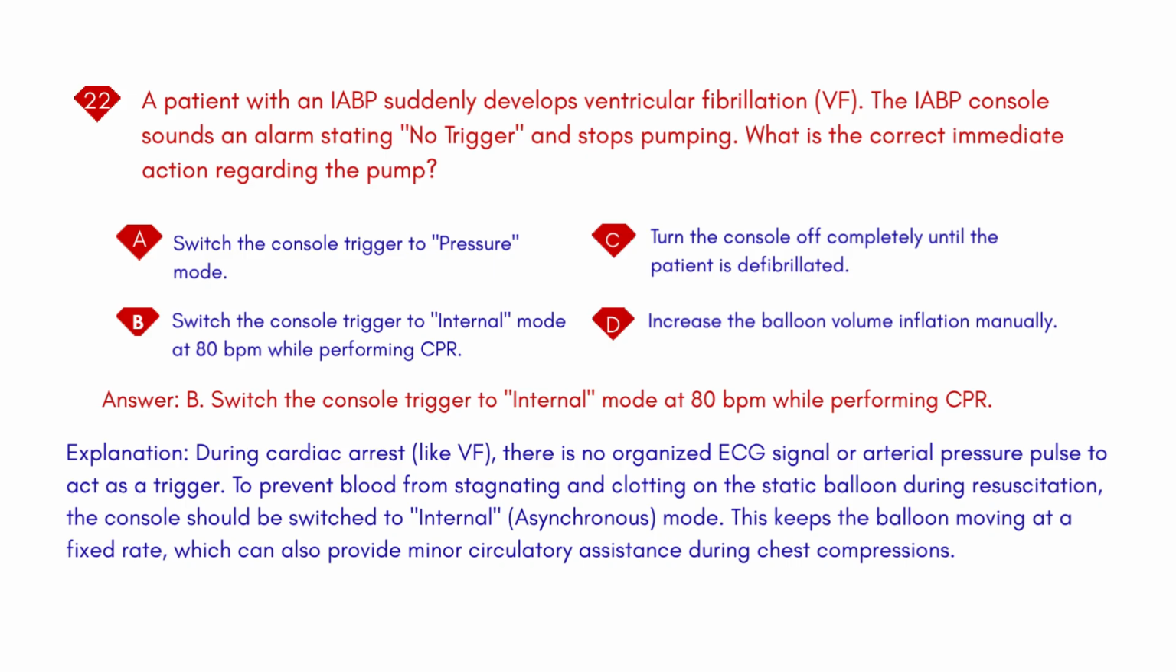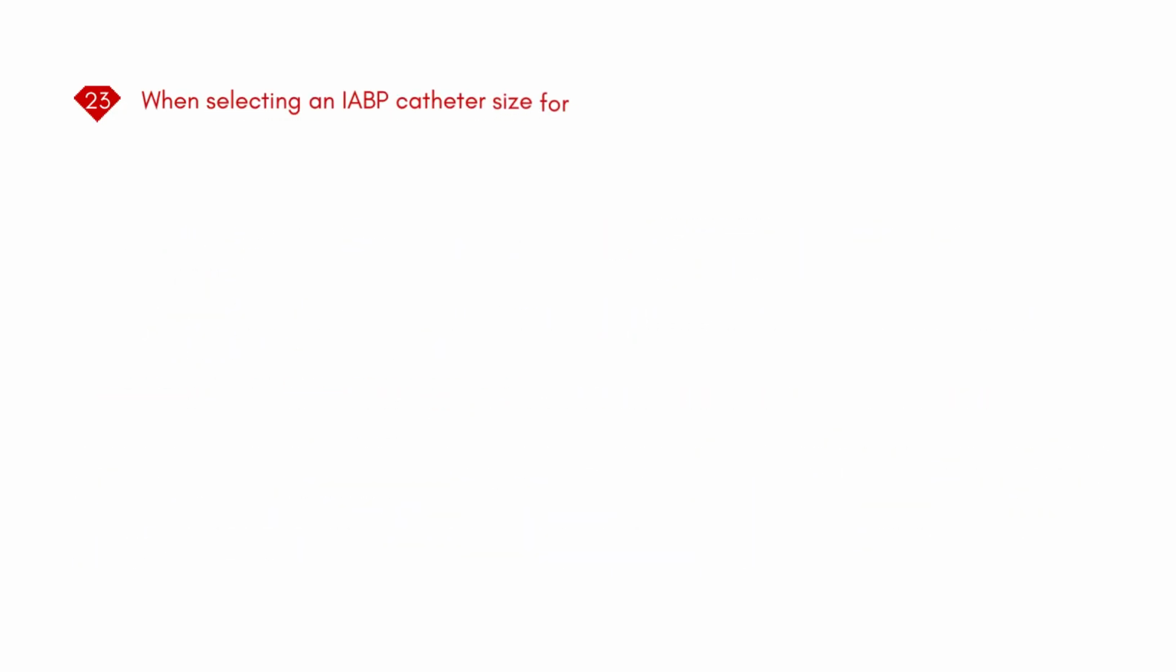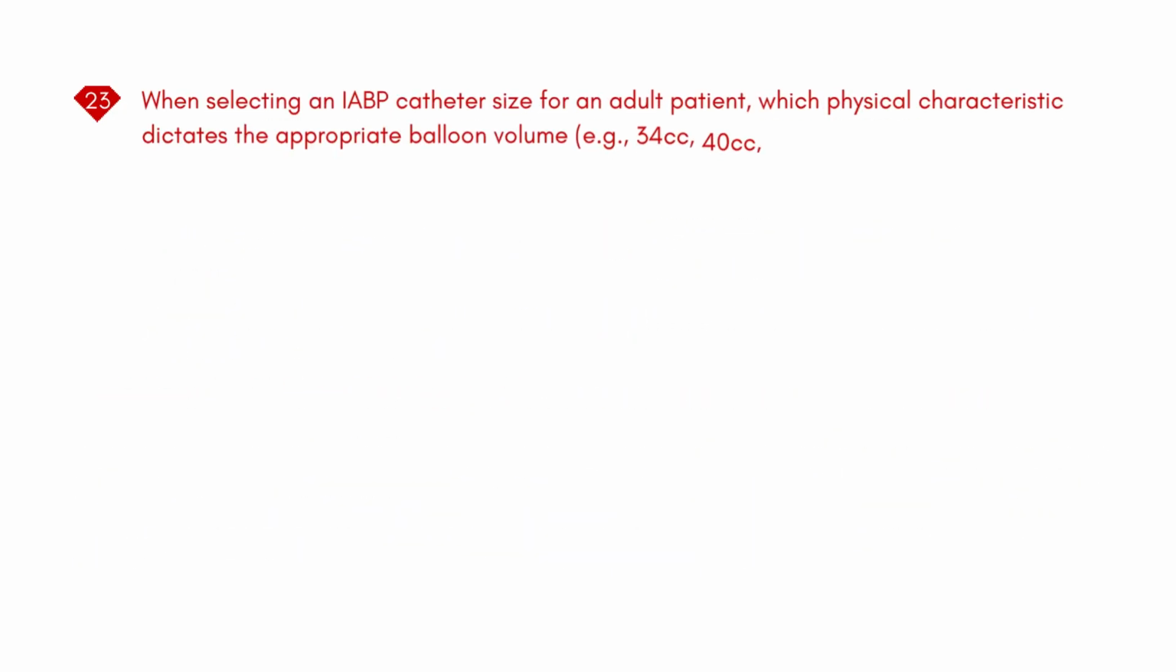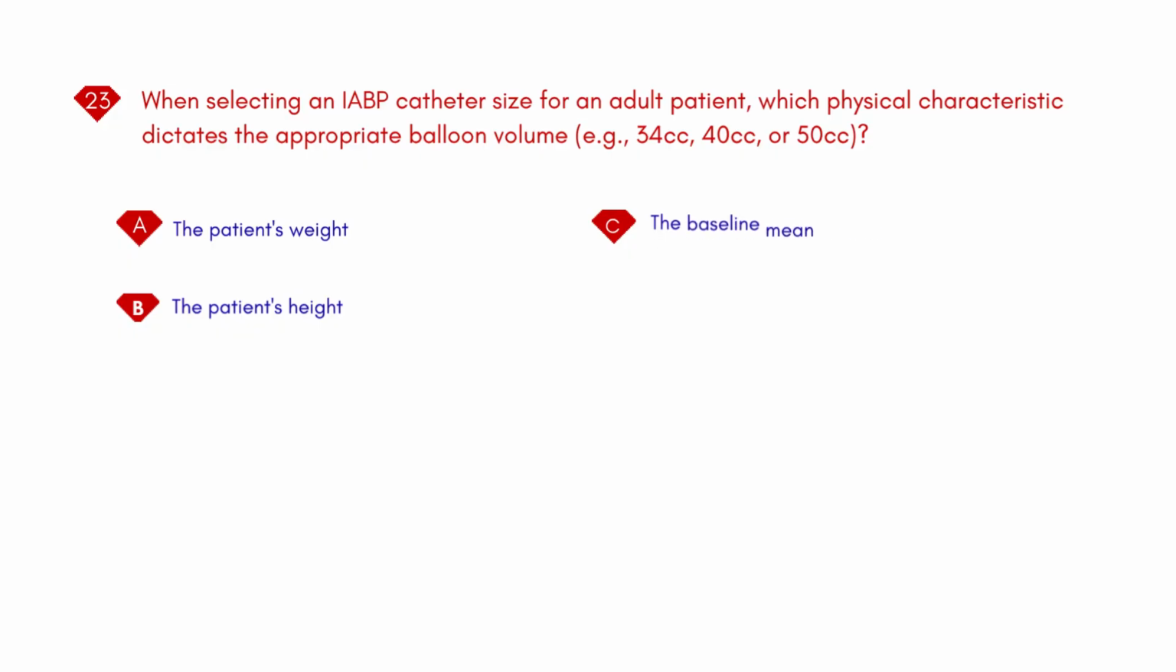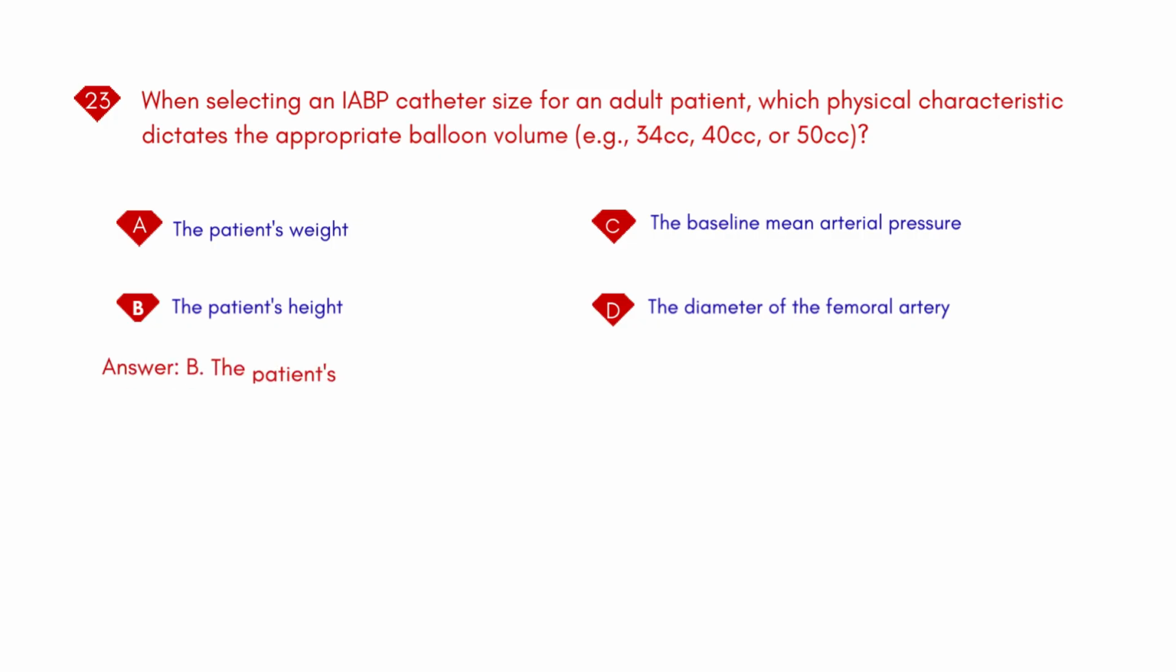When selecting an IABP catheter size for an adult patient, which physical characteristic dictates the appropriate balloon volume, e.g., 34 cubic centimeters, 40 cubic centimeters, or 50 cubic centimeters? A. The patient's weight. B. The patient's height. C. The baseline mean arterial pressure. D. The diameter of the femoral artery. Answer: B. The patient's height.